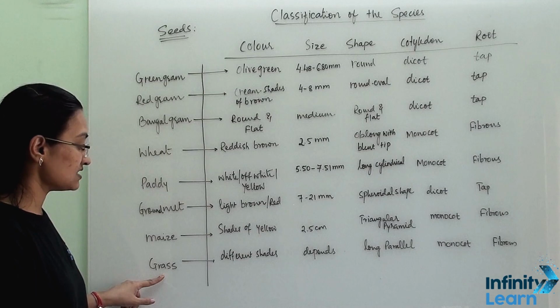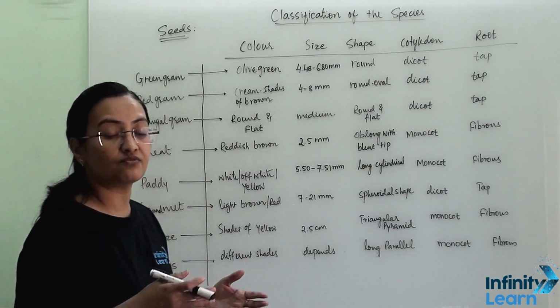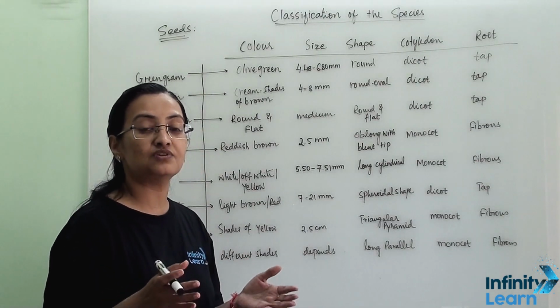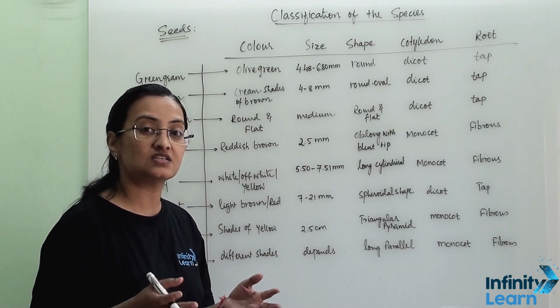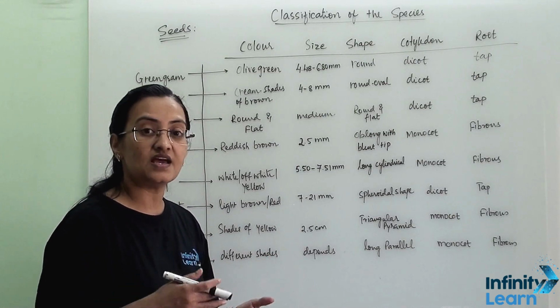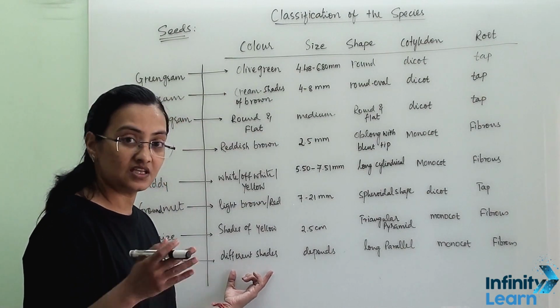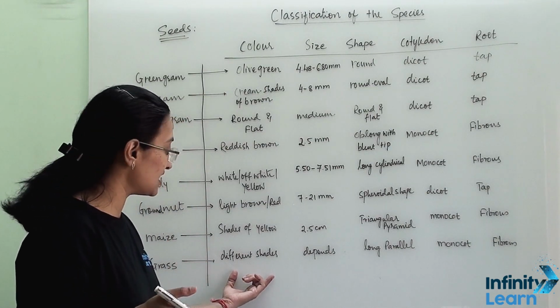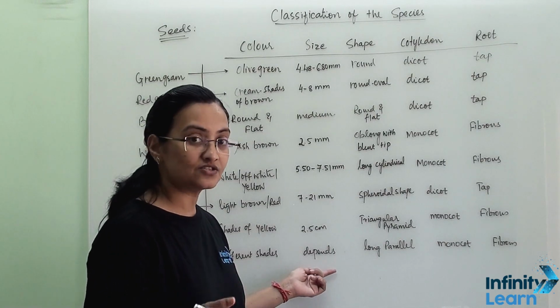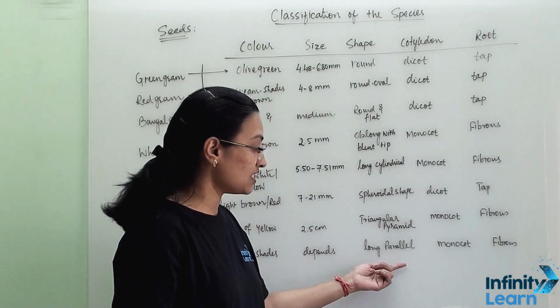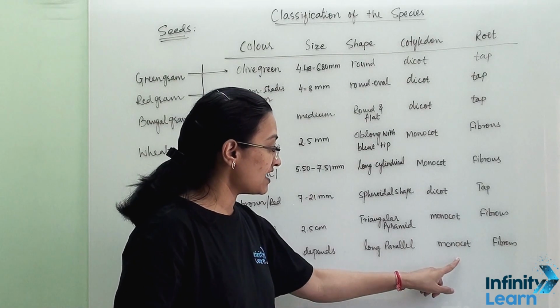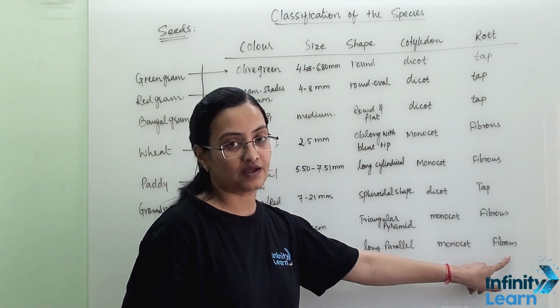Then comes grass. Again with grass, there is a vast number of varieties all around the world. It depends upon the seed and it depends upon the geographical area. So there are different shades of green we can see. Length depends on the seed and shape is long and parallel. They are monocot and they have fibrous root.